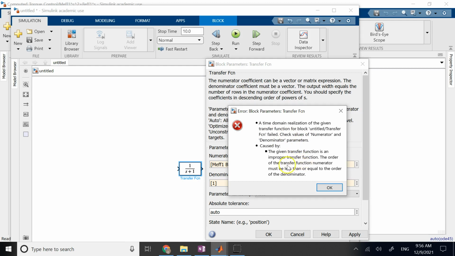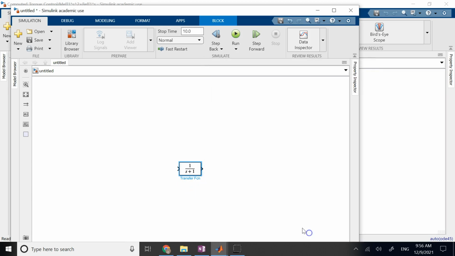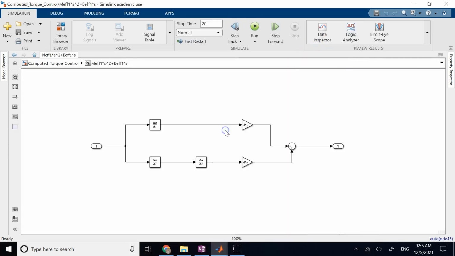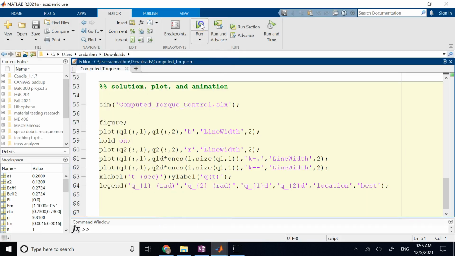It says the order of the numerator ought to be less than or equal to the order of denominator. Here, your numerator is order 2. Your denominator is order 0. So you can never use a transfer function. It's not possible. The only way you can create such a system is using the derivative blocks. Just wanted to tell you. And now here I'm going to run the code and show you.